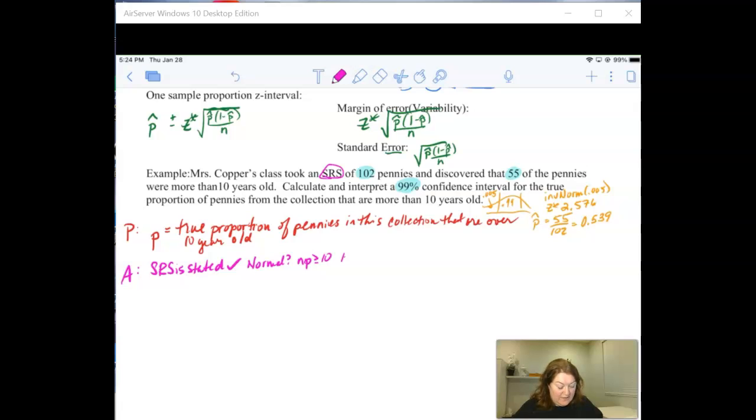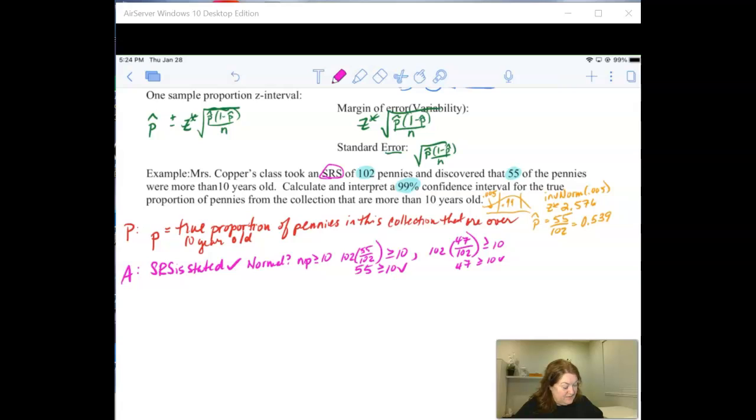That would be 102 times our proportion, which is 55 over 102. Did you notice what just happened there? Those 102s are going to cancel. It has to be more than or equal to 10. That's going to be 55 is more than or equal to 10. We're good on that side. And on the other side, we're going to do 102 times the remaining amount. That's going to be 47. Notice what happens there too. The 102s cancel out and we get 47 has to be more than 10. Okay, so it passes normal.